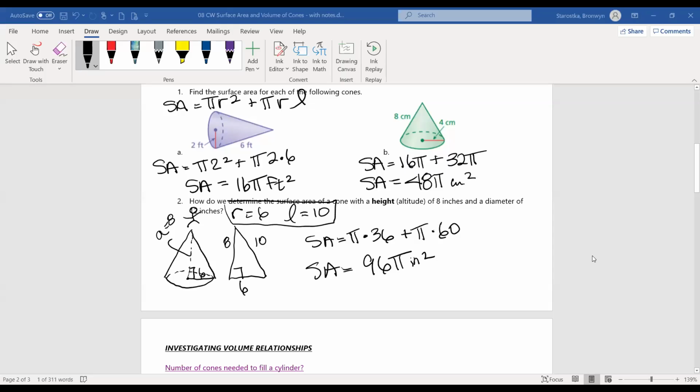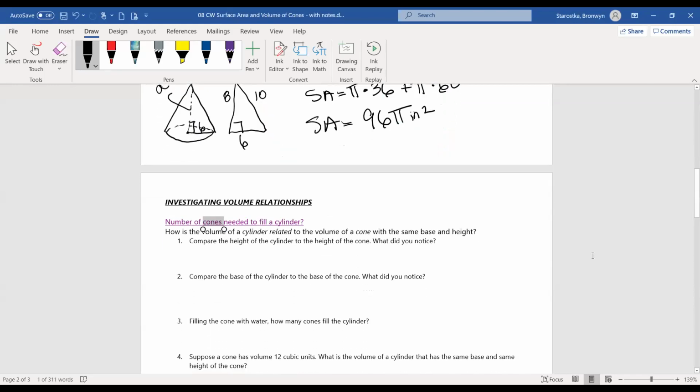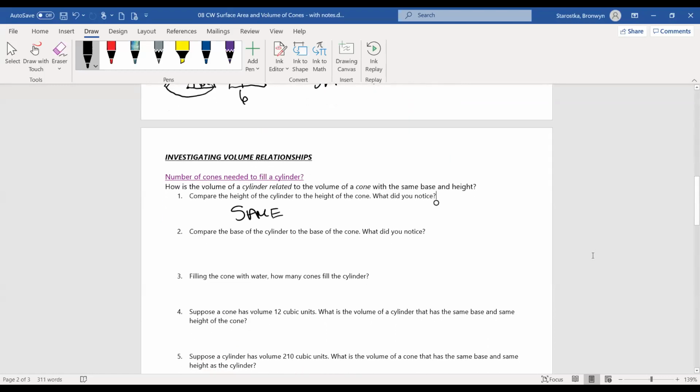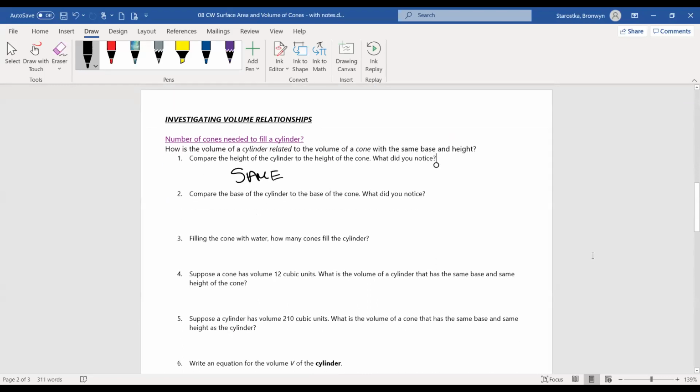Here we go. So, little experiments done by somebody else for the sake of time. The number of cones needed to fill a cylinder. How is the volume of a cylinder related to the volume of a cone with the same base and same height? Comparing the height of the cylinder to the height of the cone, what did we notice? Those were the same. And in the video, comparing the base, meaning the circle, of the cylinder to the base of the cone, what did you notice? Those were the same. Filling the cone with water, how many cones filled the cylinder? No arguing, it's 3.